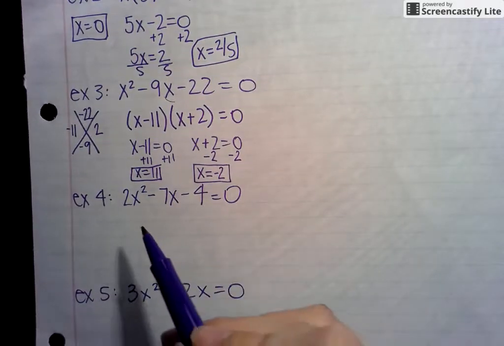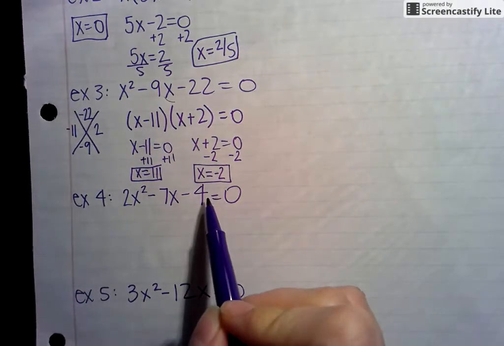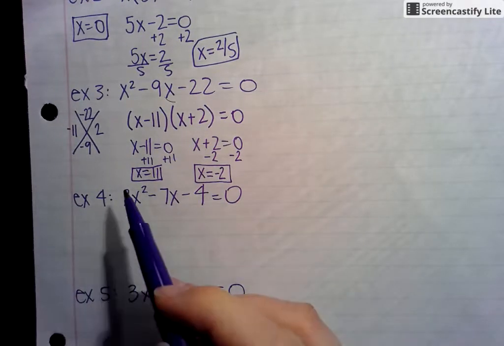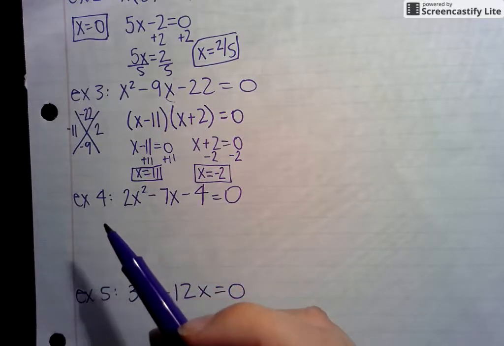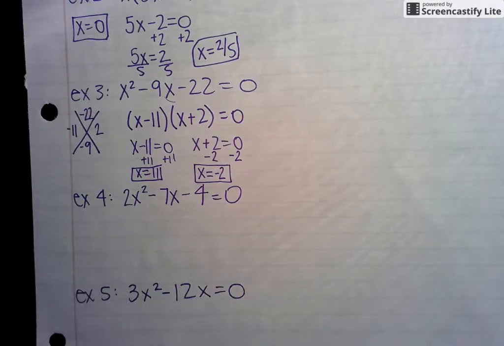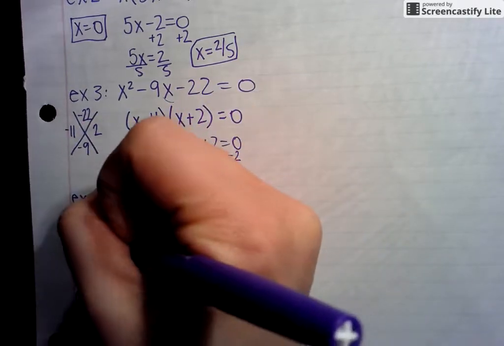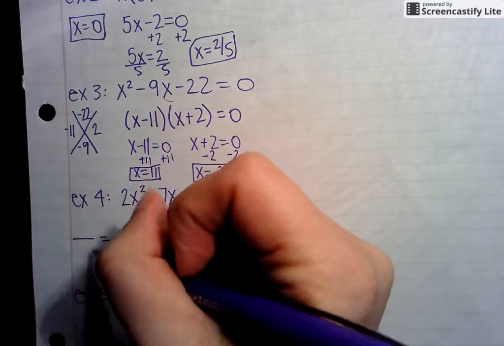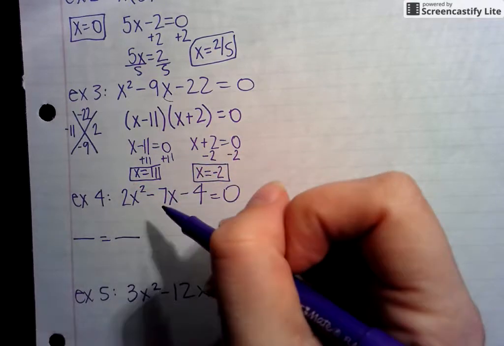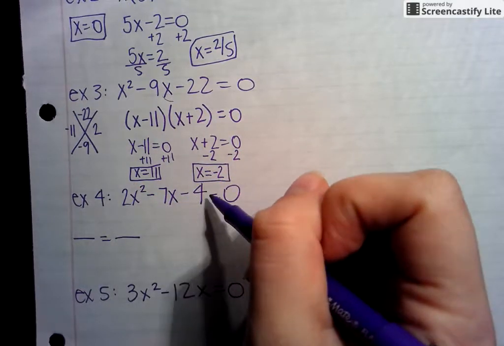Now this one again has an a term, a b term, and a c term, and it's set equal to 0. Because this a is greater than 1 and does not equal 1, I'm going to use the proportion method. The proportion method works where I put my a values here and my c values. So my a values are 2, my c values are -4.